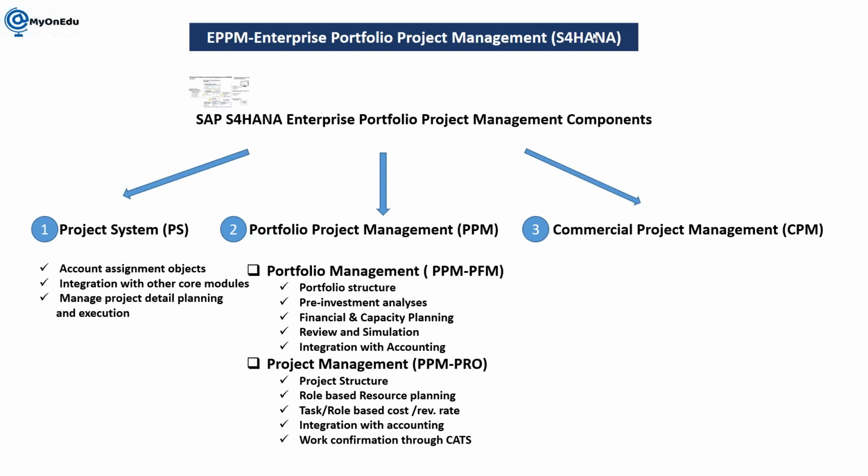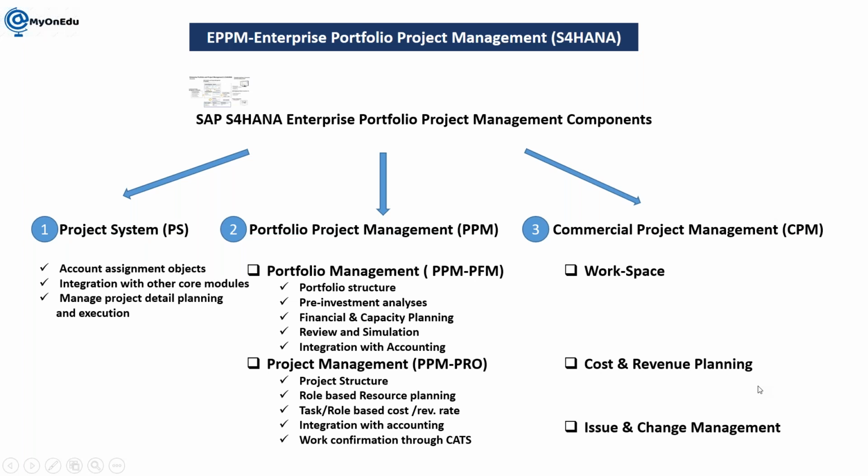Now coming to Commercial Project Management, we have three different subcomponents. One is the workspace, another is cost and revenue planning, and third is issue and change management. The workspace gives a 360-degree view of the project. When you log into the system, you can see entire data from start to end, whether from the cost side, the sales side, or the proposal side.